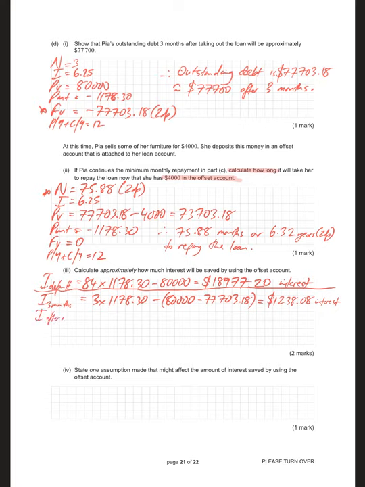Interest after offset. So you made 75.88 payments of $1178.30, take away, after the offset, it was 73703.18, and you got the loan down to zero. 75.88 times 1178.3 minus 73703.18 minus 0, nothing. 15706.22 interest.